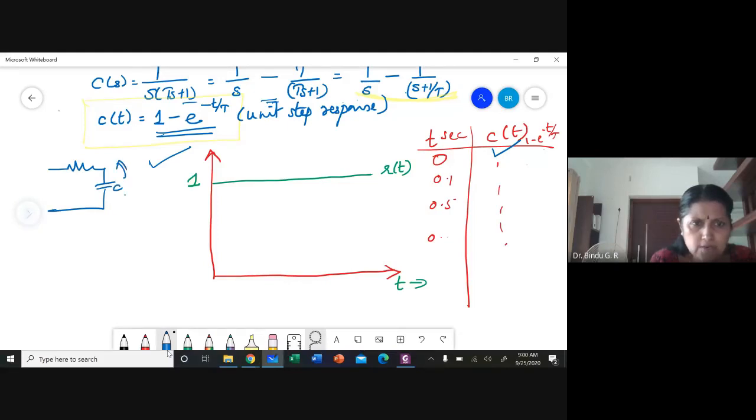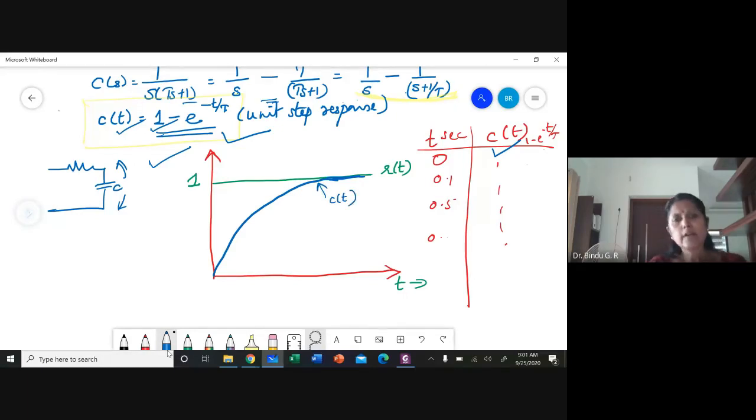Output is taken across the capacitance, so you are going to draw the voltage across the capacitance and how it builds up. You already know that it is in this shape. Or else, if you look at this equation also, you know that finally at t is equal to infinity, c(t) is equal to 1. That is where it has reached. Is this clear? This curve is c(t). Anyone? Any doubt?